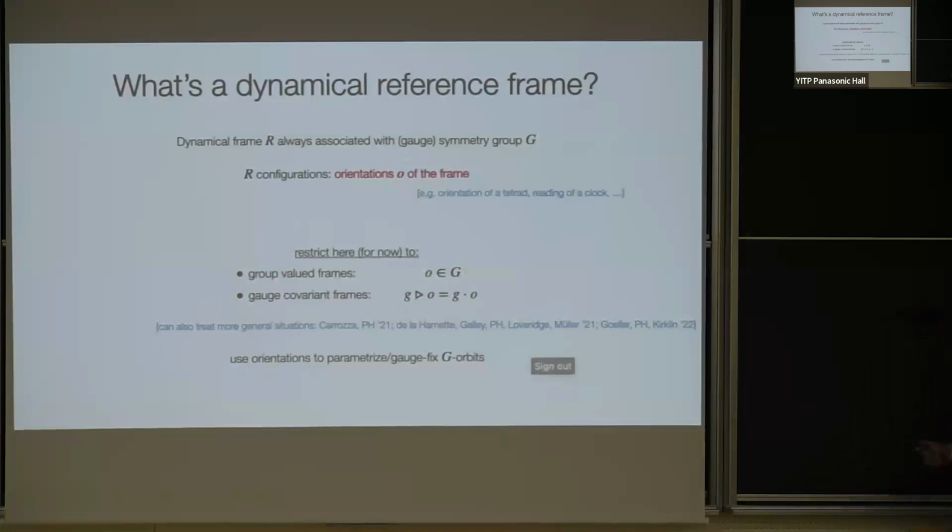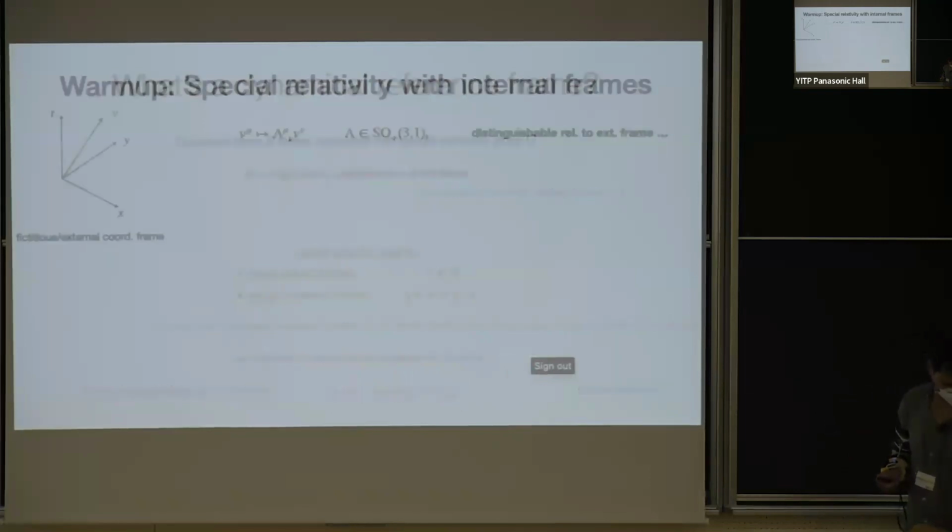You can describe more general dynamical frames than this, but that gets a little more technical. Anyway, we want to use these frames to parameterize G orbits and to construct frame dressed or relational observables, similar to what I mentioned before. The way you can do it is you just use the gauge action on some observable you might be interested in, and you dress it by the inverse of this group valued frame. Then you can convince yourself that this thing is gauge invariant, but maybe let's not go too much into this.